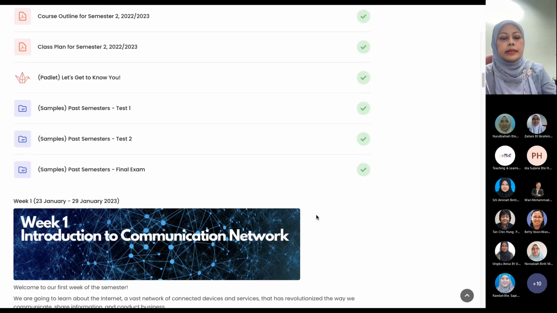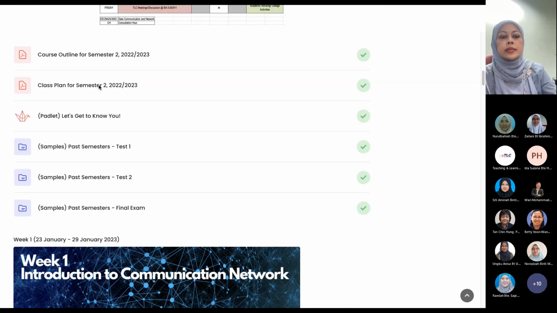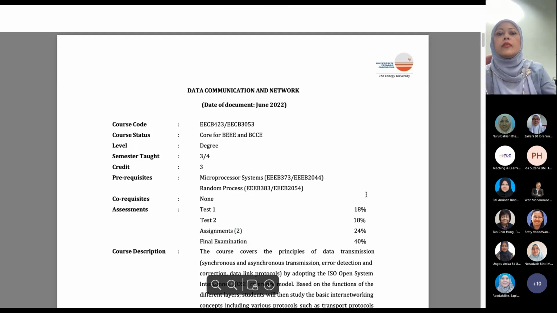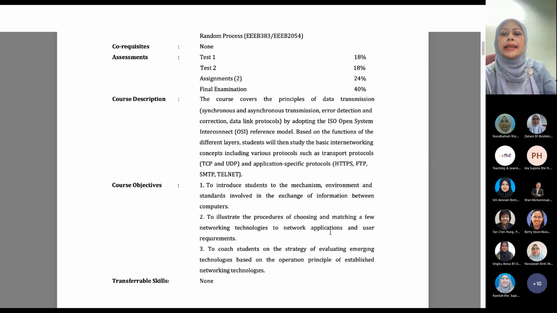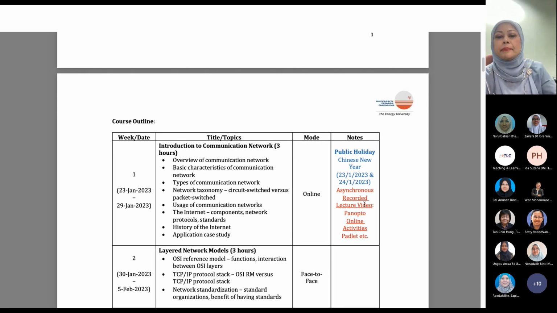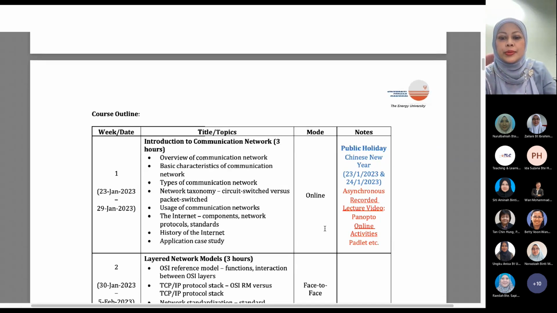Perhaps I can just brief you on my class plan or course outline. This is how the course outline looks for an SBL. It looks so much like COE. Yes, of course. But which part is the different part? This is the different part that I can actually show you.